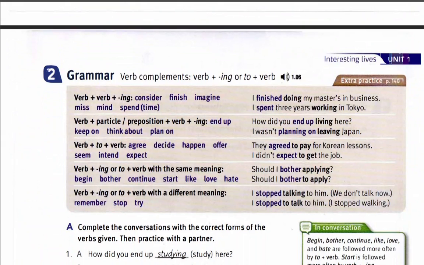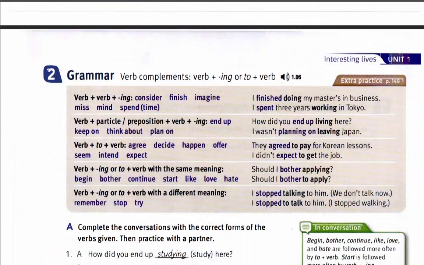Here are some other verbs. Begin, bother, continue, start, like, love, and hate. These verbs, we can use verb plus ing or to plus verb, and the meaning doesn't change. I can say, I love to eat ice cream, I can say, I love eating ice cream. Same meaning, doesn't matter at all. We can use either one, it doesn't change.